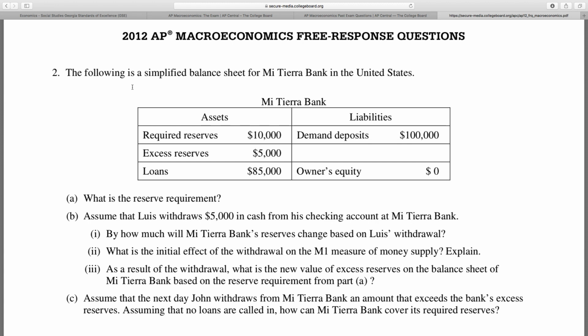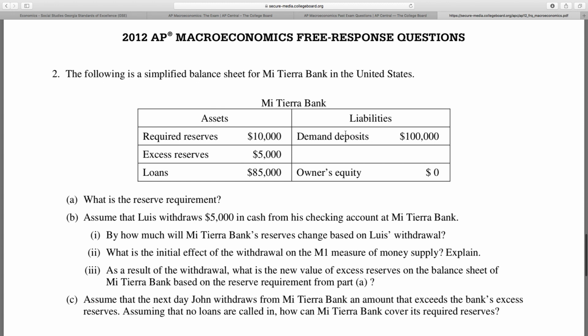Okay, so number 2 says the following is a simplified balance sheet for Mi Tierra Bank in the United States. And then they're showing us the assets and liabilities, the balance sheet. What is the reserve requirement? Okay, so how do we get that? Well, required reserves is 10,000, demand deposits 100,000. So this is what there is in checking accounts. 10,000 is 10% of 100,000, so the reserve requirement is 10%.